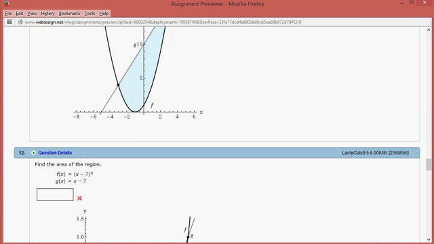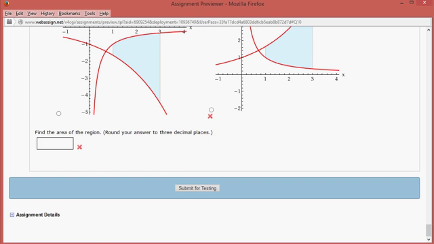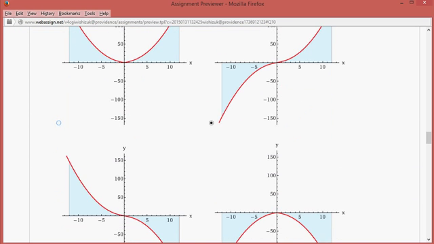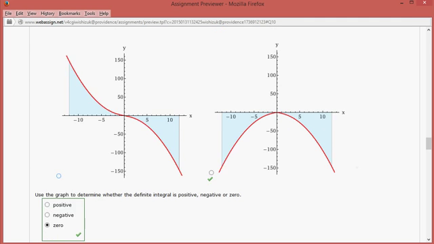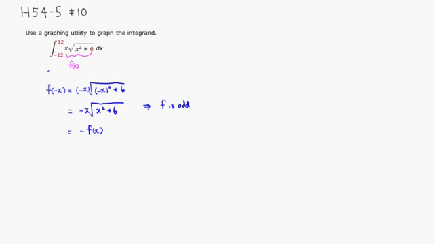Let's double check by submitting for testing. It came back and it looks like we have a correct graph, and the integral has a value of 0. That's it. I hope that this was clear.